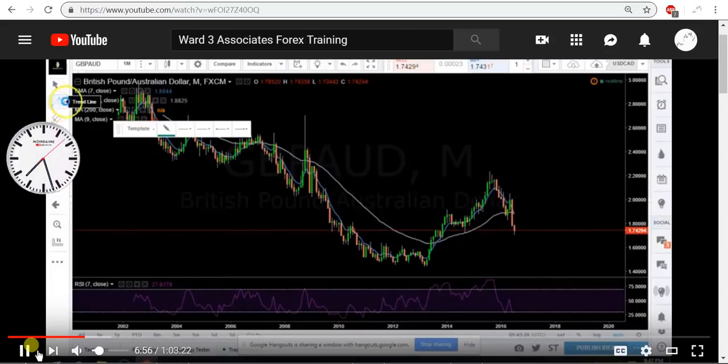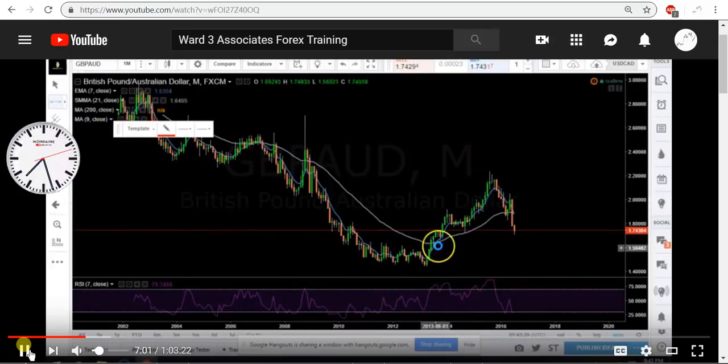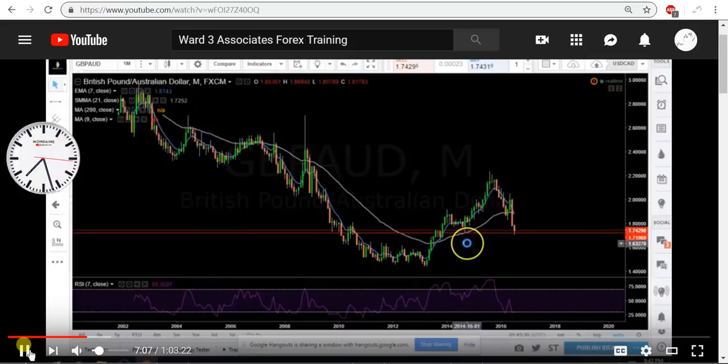All you would do is take a horizontal line and simply plot it to the tip of that wick. That's going to be your first key level, or your first area where the market seems to struggle. How I made that is I looked at this spot right here.